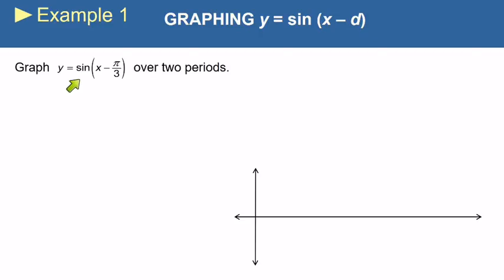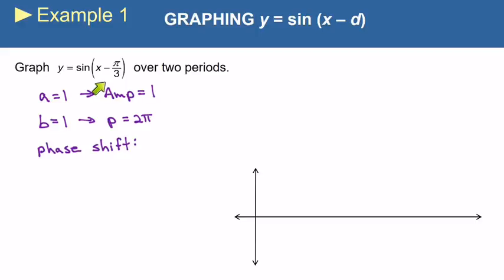Okay, so we're going to graph y equals sine of x minus pi over 3, and we're going to do 2 periods. First of all, notice that amplitude, or a, equals 1, so that means amplitude equals 1. Also notice that b equals 1. Remember, b is the coefficient of the x term, and if b is 1, that means period is 2 pi.